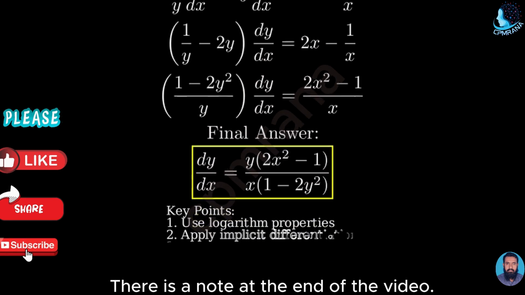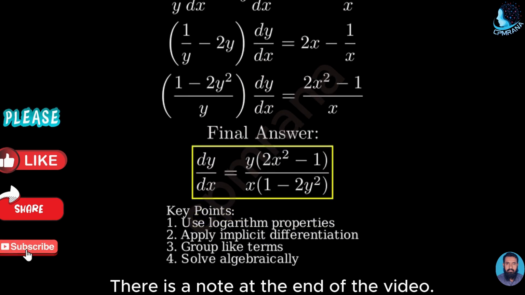This solution demonstrates the power of implicit differentiation and logarithmic properties in solving complex calculus problems. Remember to always check your work and ensure your solution makes sense mathematically.